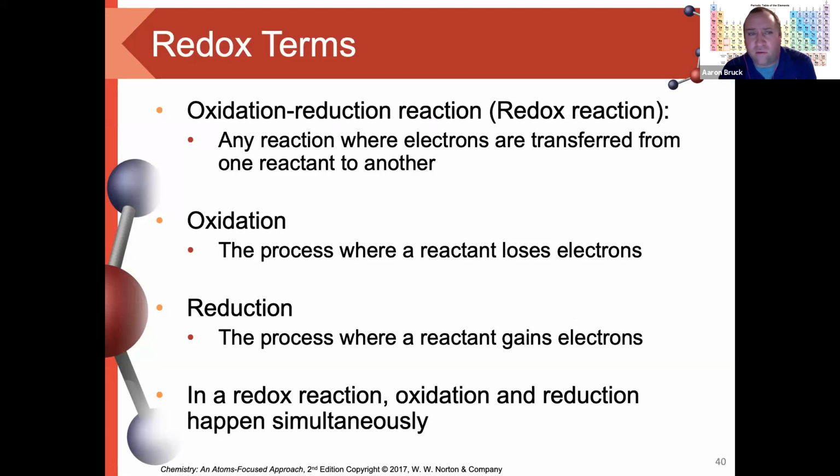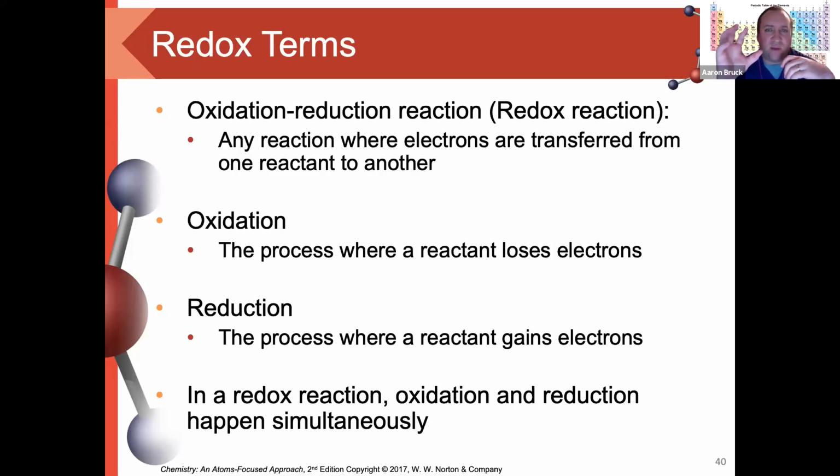Now, as far as redox and those kinds of reactions are concerned, an oxidation-reduction reaction, otherwise known as a redox reaction, is any kind of a reaction where electrons are being transferred from one substance to another. And in particular, we really get into the fine details of one element passing electrons to another element in redox reactions. Now, redox or oxidation-reduction is the combination of two processes occurring simultaneously. On one hand, we have oxidation.